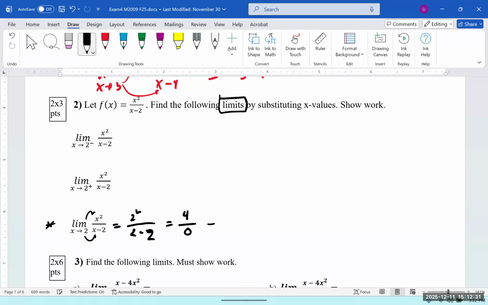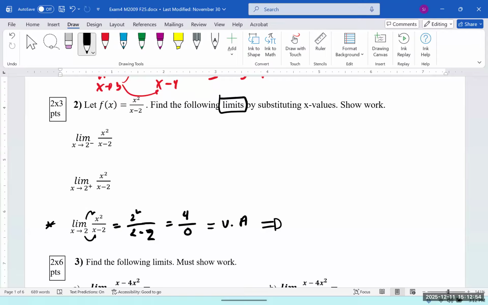So you have to remember, what did I tell you? What did our instructor tell us in class? A number over 0 means what? What type of problem you have? Vertical asymptote. Good job. And for vertical asymptote, what type of limit you get? Do you get a number or do you get what?